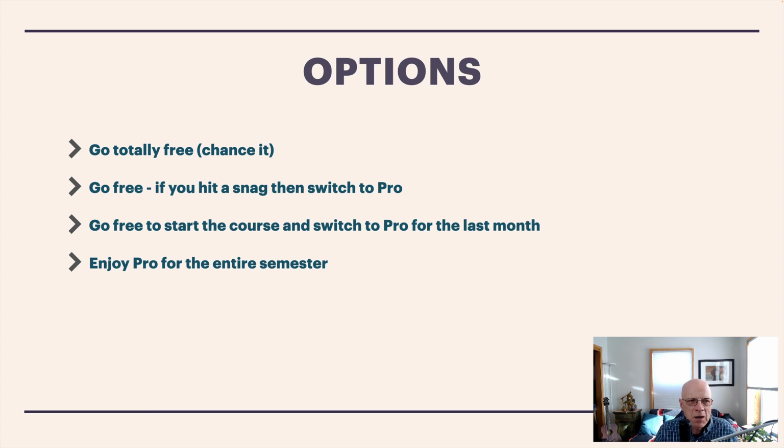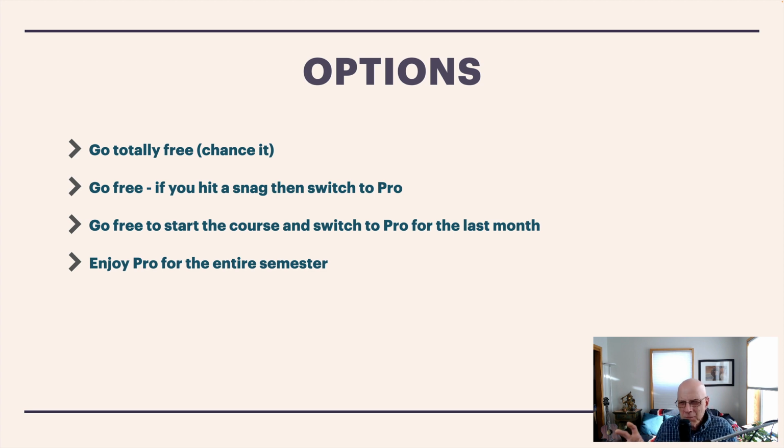So your options are to go totally free and just chance it. I don't want to spend $10 whatsoever this semester. And if I can't get access to a GPU at some point, I'll just wait. I'll try again late at night or early in the morning or whatever. I'll manage. The other option is to go free, and if you do start getting frustrated, then okay, fine, I'll pay the $9.99 a month.